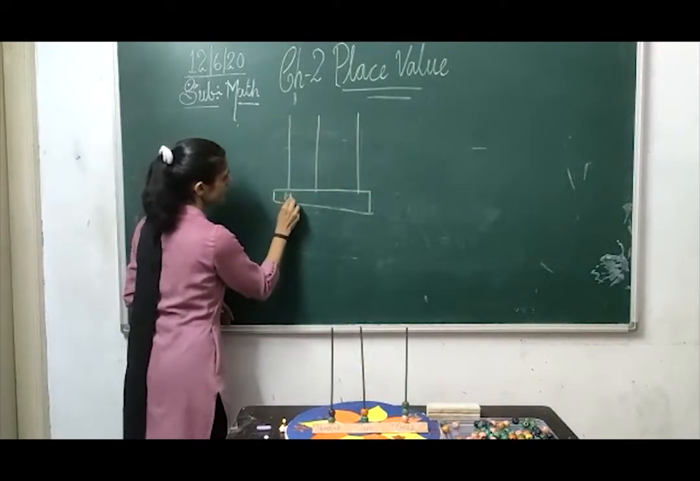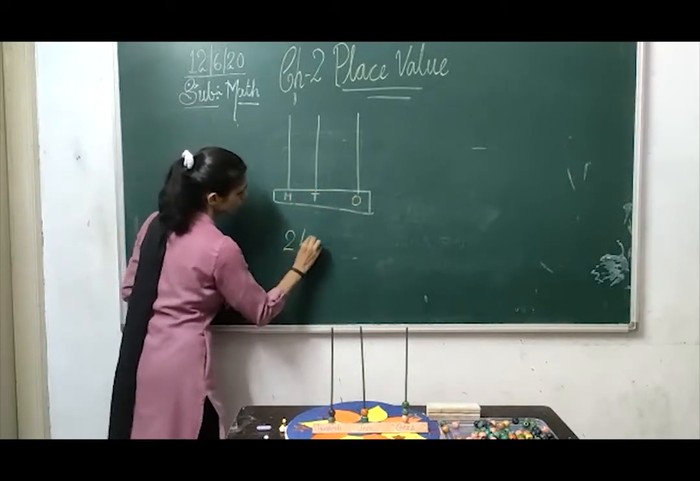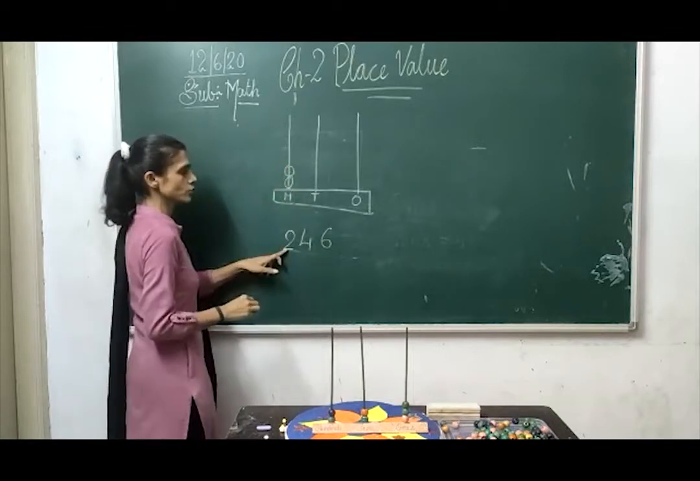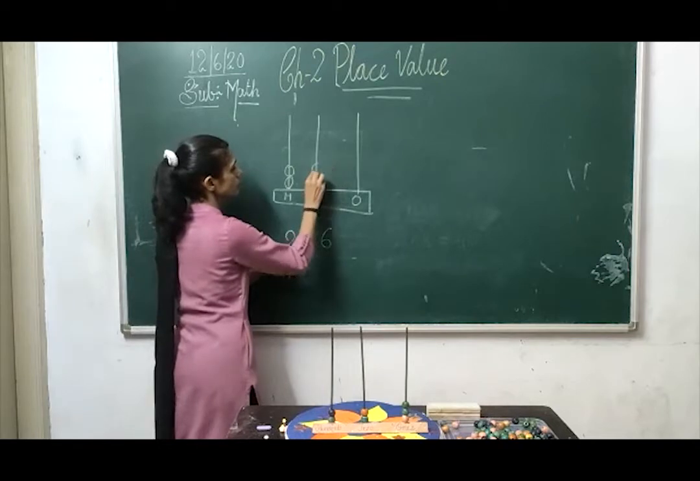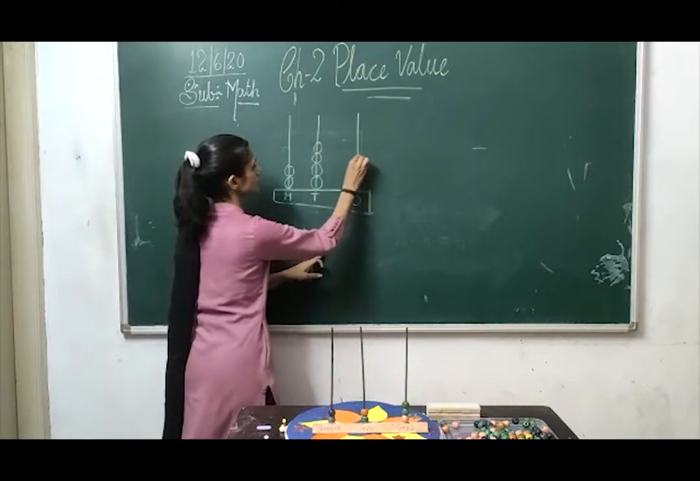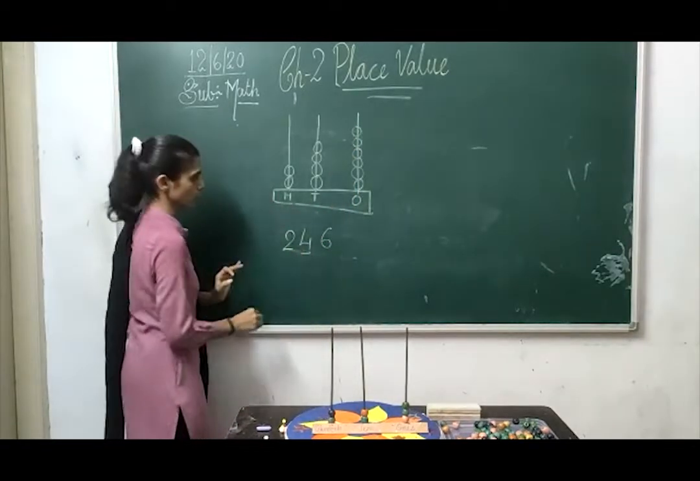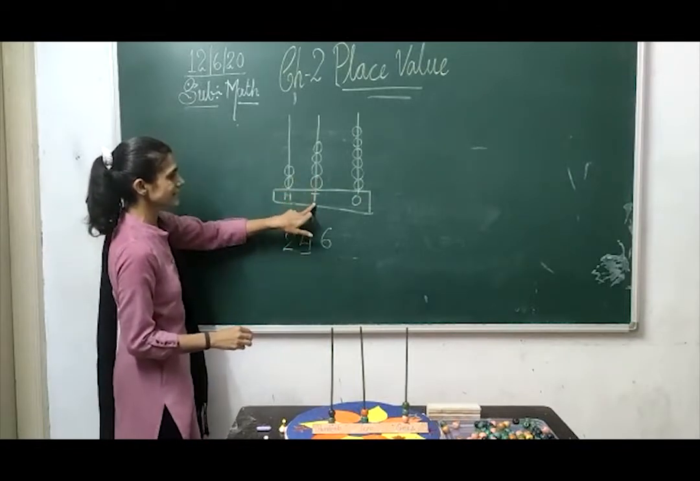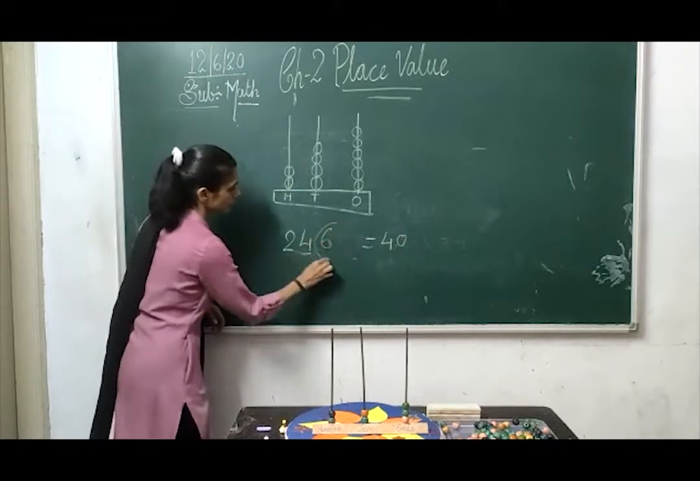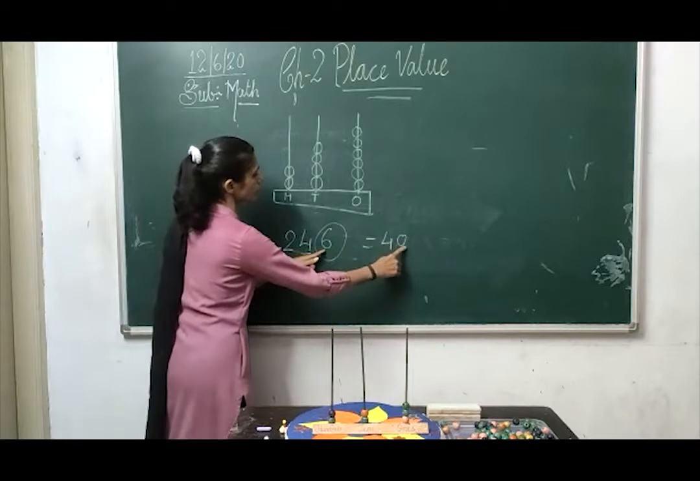Here I have written H, T, O. Now you have to put 2, 4, 6. Means 2 in the hundreds place, so I will draw 2 beads over here. 4 beads on the tens place. And 6 beads on the ones place: 3, 4, 5 and 6. I put. Now I underline 4. So how many is 4? 4 is tens. So how to write 4 tens? So 40. 4 tens. You have to look here. After 4, how many digits were there? Only 1 digit. So you have to put 1 0.